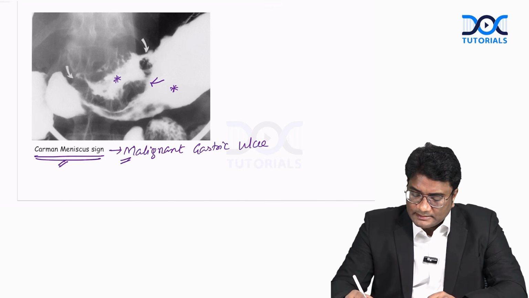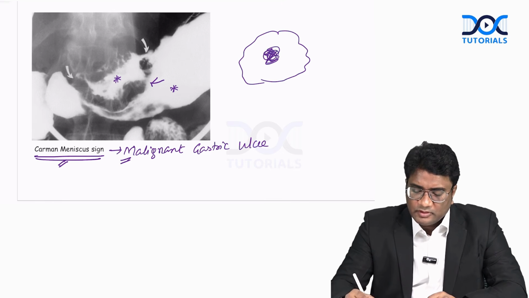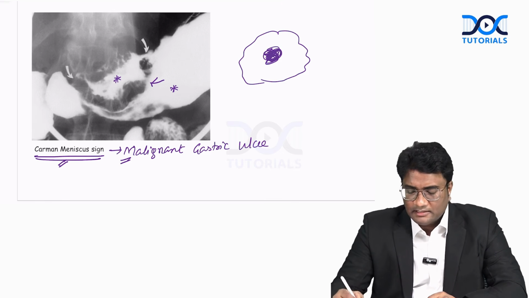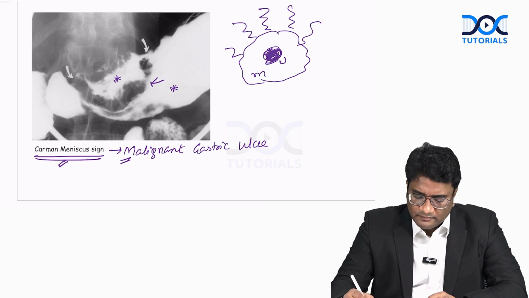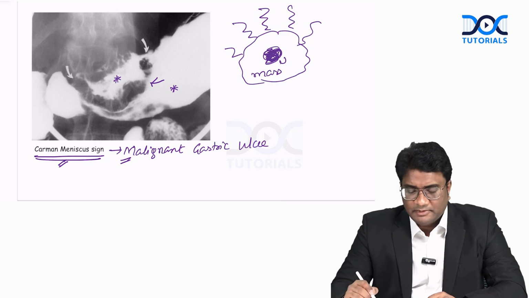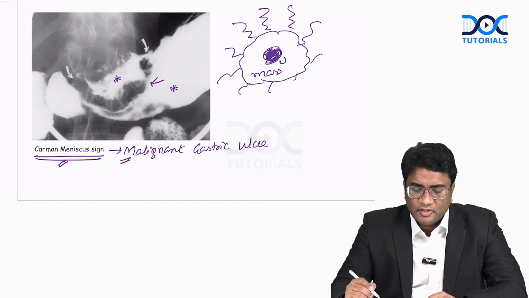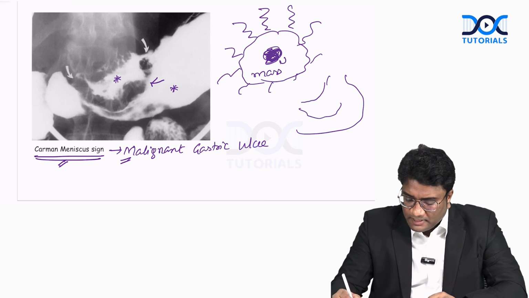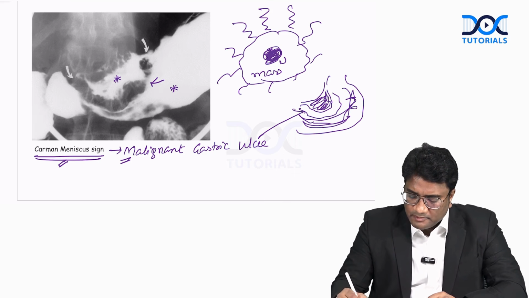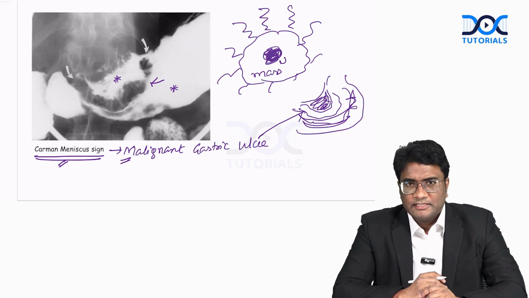In malignant gastric ulcer, there is a mass and there is a central necrosis. So, the barium will come into that central ulcer crater and the rugae do not reach till the ulcer base. This is the ulcer and this is the mass that you have. In the lateral view, you see this is the mass and this is the ulcer crater. You see the filling of barium here and here, and you see this Carman meniscus sign in malignant gastric ulcer.